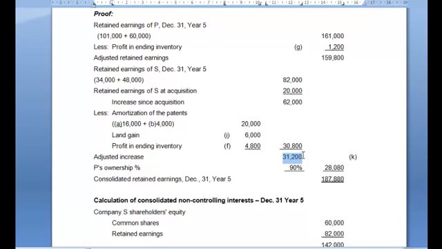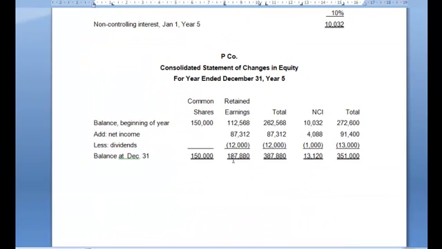So it's going to be 31,200, which is the post-acquisition adjusted retained earnings of the sub. Parent takes its share at 90%, which is $28,080, and we get consolidated retained earnings, which is exactly the same as we saw in the consolidated statement of changes in shareholders' equity of $187,880. So if we go back here, we got the same number, right? So we know we did it right.